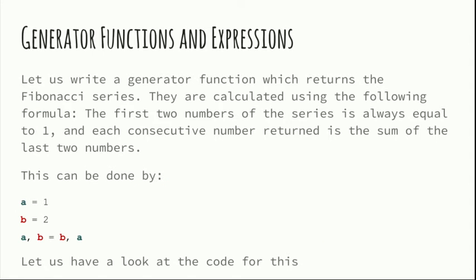Let us write a generator function which returns the Fibonacci series. They are calculated using the following formula. The first two numbers of the series are always equal to 1, and each consecutive number returned is the sum of the last two numbers. This can be done by a, b = 1, 1, then a, b = b, a + b. Let us have a look at the code for this.